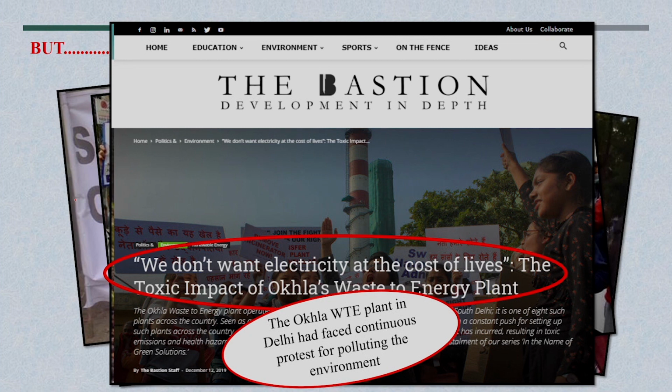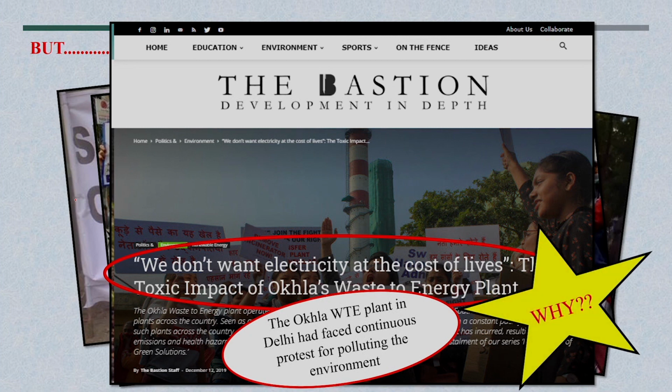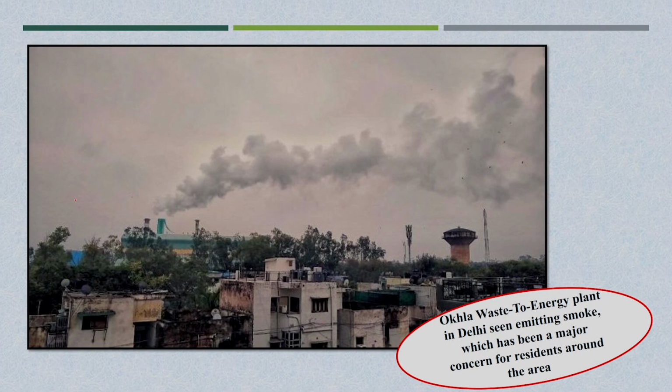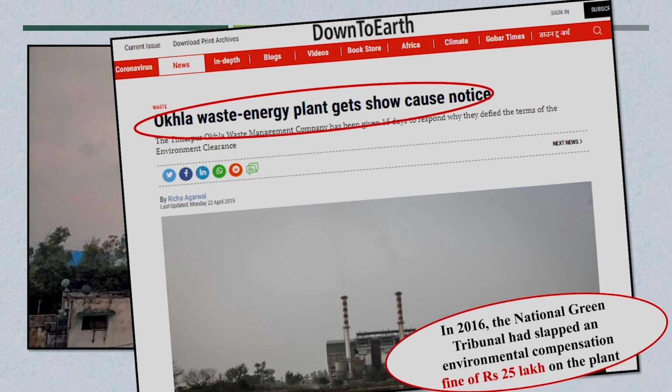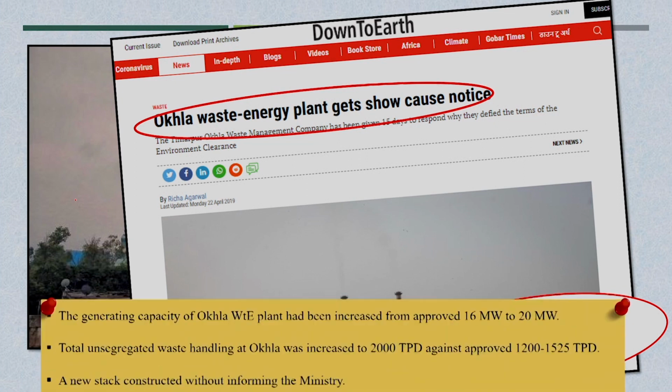So, a lot of protests, and you know why. I was sharing that Delhi was seen emitting smoke, which has been a major concern of the residents in the local area. So, in 2016, the NGT, National Green Tribunal, fined the Delhi Corporation around 25 lakhs because of the production of fly ash.